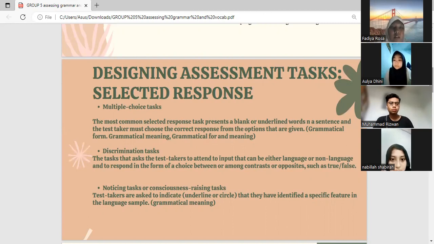The discrimination task asks the test taker to attend to input that can be either language or non-language, and to respond in the form of a choice between or among contrasts or opposites, such as true or false. The last is the noticing task or consciousness-raising task. Test takers are asked to indicate, underline, or circle that they have identified a specific feature in the language sample, like the grammatical meaning.